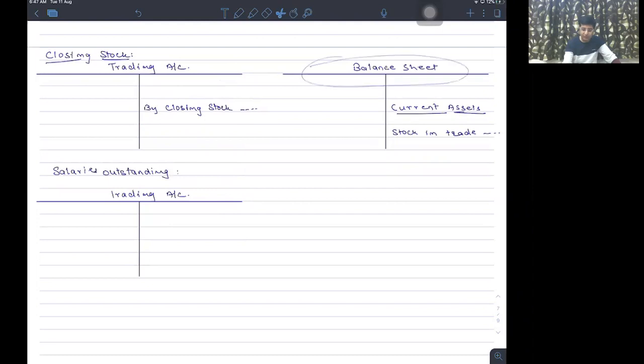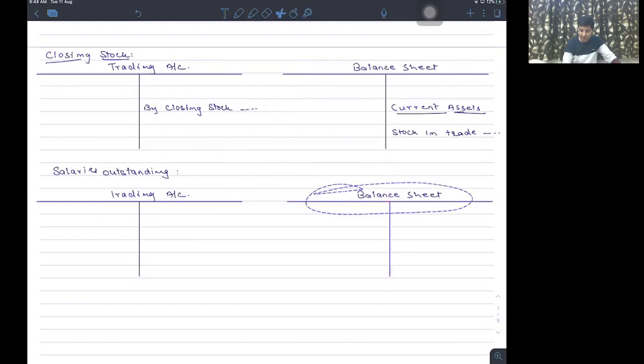So we'll be needing the profit and loss account for that. And we'll also be needing the balance sheet for that. We'll write in the profit and loss account on the debit side, to salaries. Whatever is the amount thereof will be written in the inner amount column, not in the final amount column.